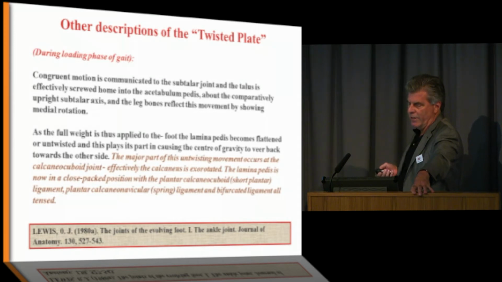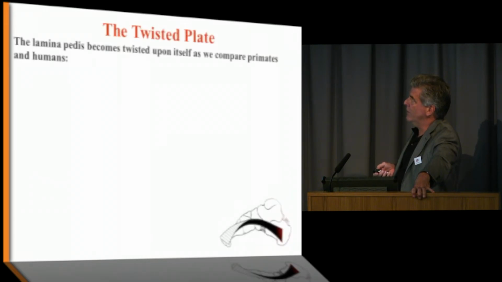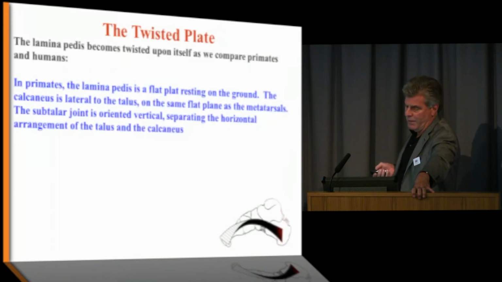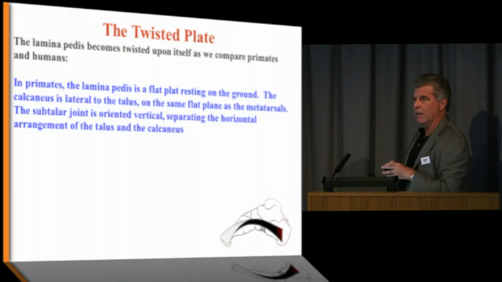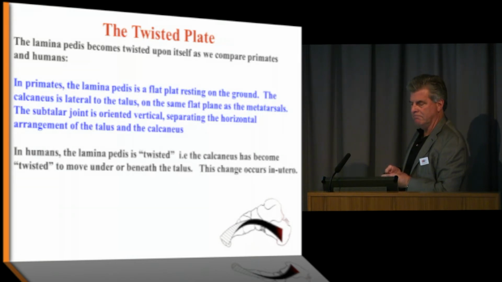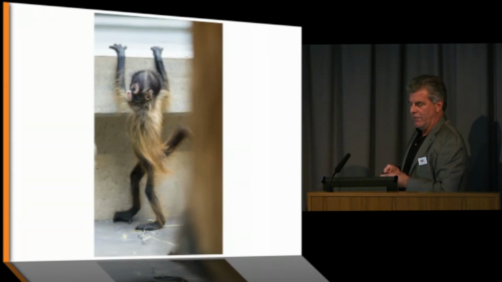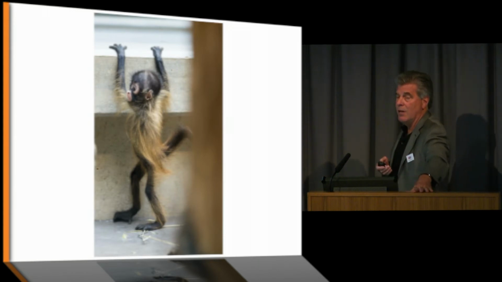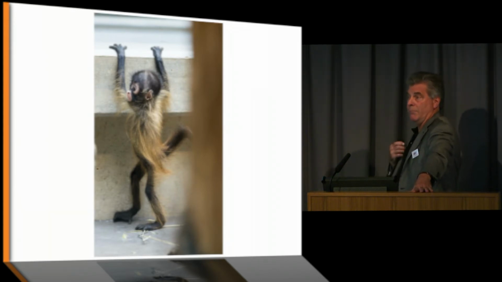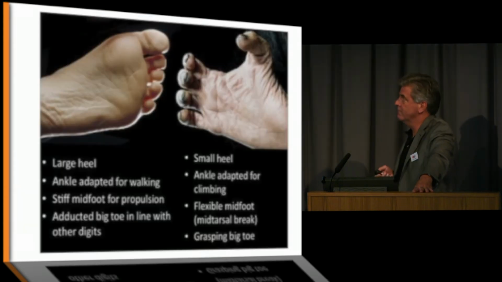His paper is quite interesting too, and it was written much more recently, in 1980. What Lewis does is talk again about the lamina pedis, but he looked at other primate feet. He showed, and I'm going to show you in a second, that primates don't have a twisted plate. Their bones lie in a flat plane on the ground. And as we look at these primate feet that have no arch and very little stability, we start to get an understanding, perhaps, of what happens in the pathology, in my interest, the adult acquired flat foot.